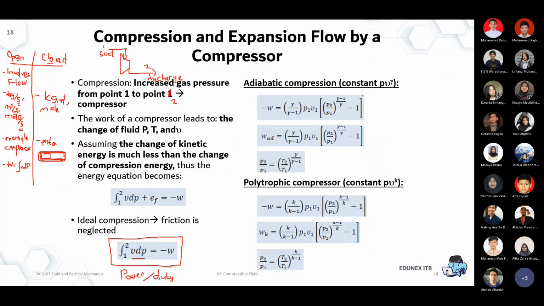So it's minus W. Okay, so to be consistent with this one. And for a closed system, it would be PdV. Okay, slight difference, but of course it has a different meaning.